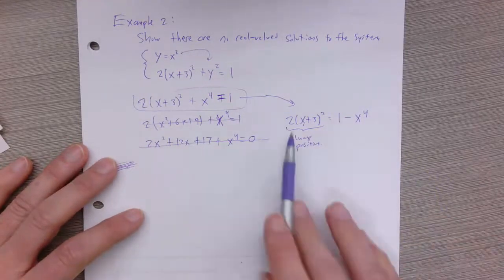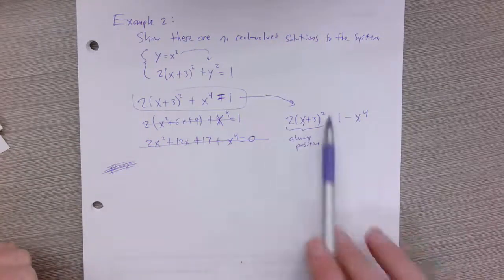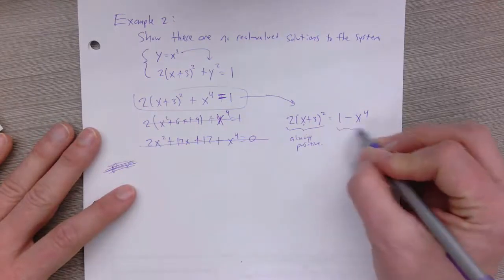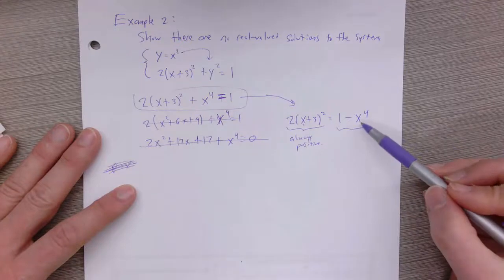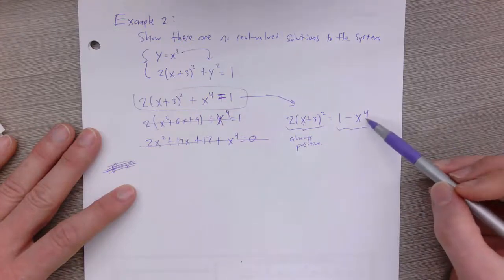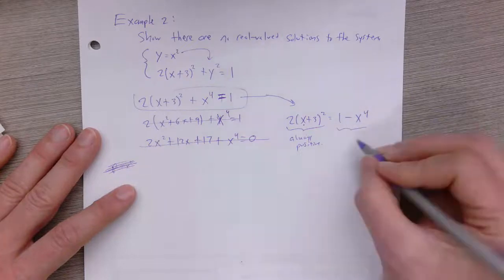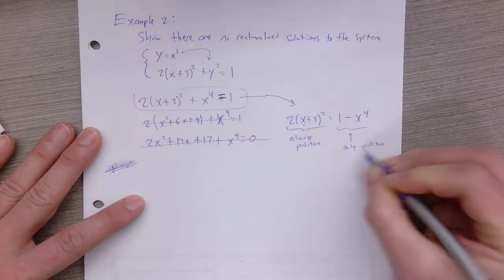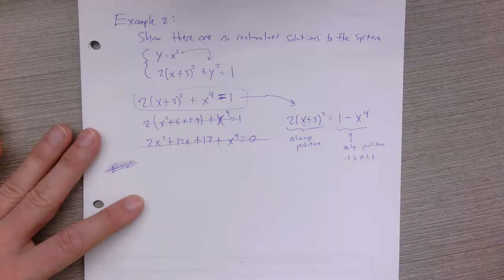Or rather, a value of x that solves this equation would make the right-hand side positive. So we'll ask ourselves, when could this possibly be positive? Well, I know that x to the 4th can't be larger than 1, because if it's larger than 1, I'd have 1 minus something larger than 1. So this is only positive in the interval x is between -1 and 1.